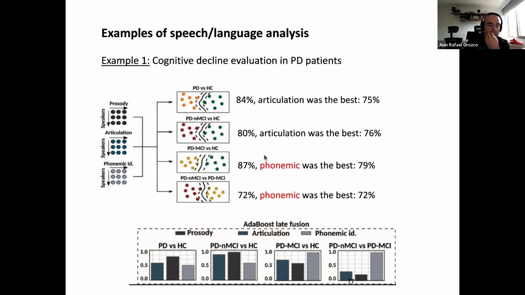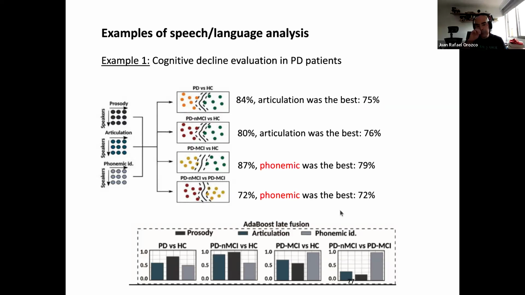But then when we moved to whether the person has Parkinson's and MCI versus healthy control, then phonemic identifiability was the best. And then we said, okay, it is probably a confounding factor because there is also more impaired people here. Then we excluded them and focused only on patients. Patients with only motor impairment and patients with cognitive decline. And then phonemic identifiability was the best and was even above 70%. So here we are classifying patients versus patients.